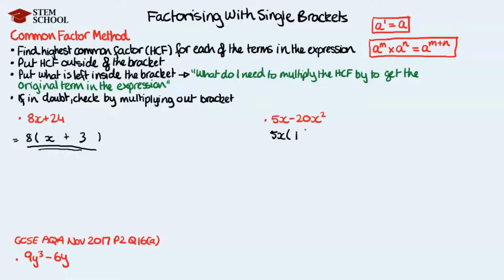Clearly that's just going to be 1. And then 5x times what equals minus 20x squared? So 5 times 4 equals 20. Okay, now let's deal with the letters. x times what is equal to x squared? This is where the rules of indices come into it. When you multiply like letters, you just add the powers. So what we have is 1 minus 4x inside the bracket. 5x times minus 4x, you'll get minus 20x squared.